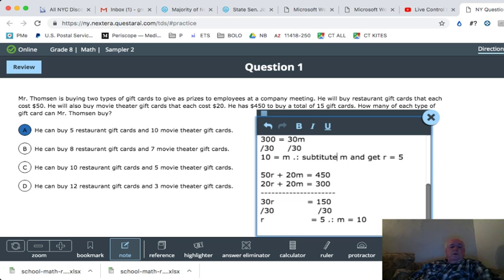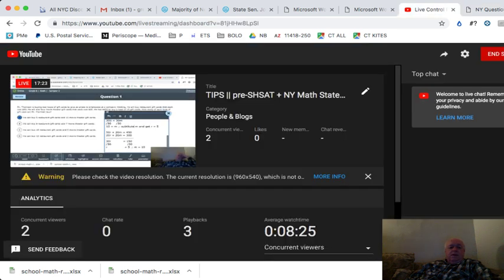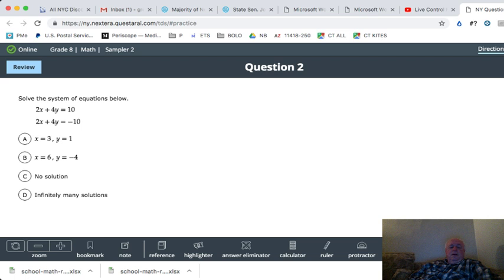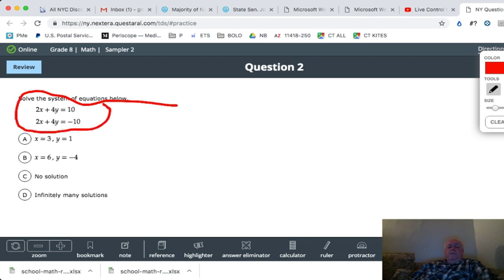Okay, so there's that. Let me just check that we're going okay here. Yes, that seems all right. Okay, so let me come back here. Question number 2. Solve the system of equations below. Oddly, this is similar to this. It has two equations, and we're going to solve them together. So if we do similar to what I just did in the previous example, we subtract the two from each other.